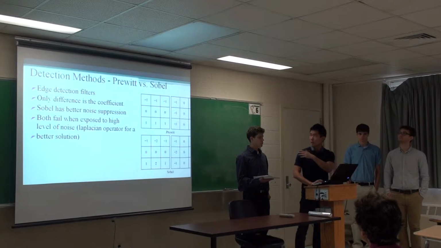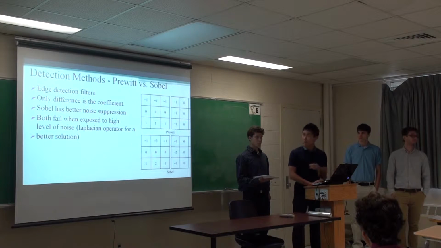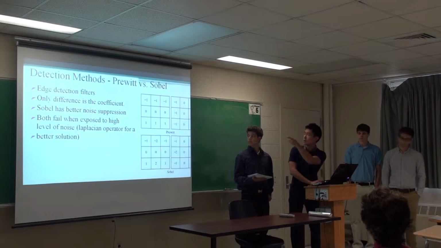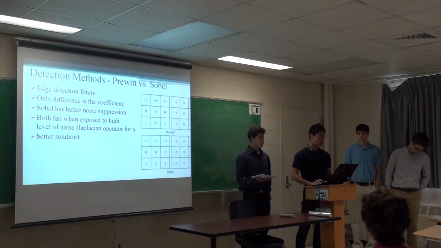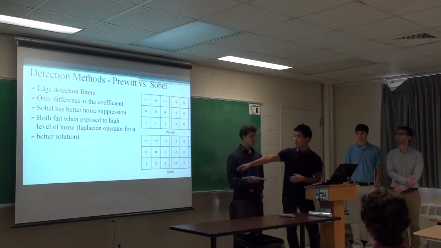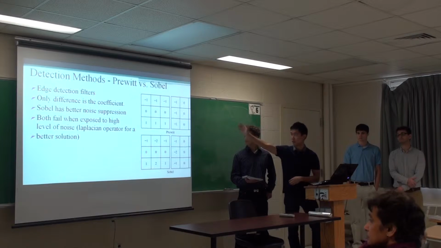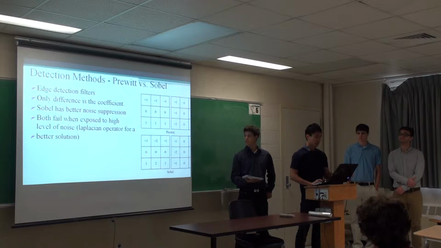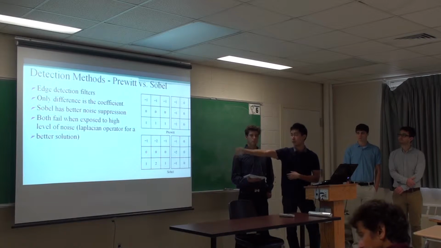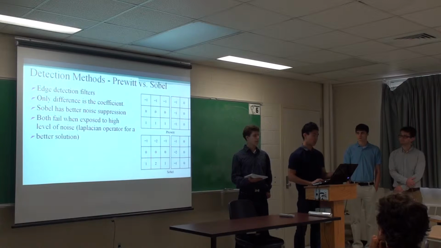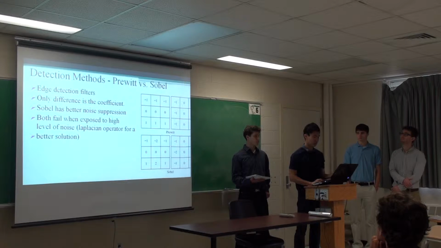And then finally, we'll just look briefly at detection operators. There are many, but these two are very basic. They're called Prewitt and Sobel. The zeros you see are the horizontal and vertical. That's how it compares, I guess, as it goes through the filter. The only difference between Prewitt and Sobel is the coefficients, the 2s, that's how it detects the center. But the only problem is that when it's exposed to a high level of noise, both of these operators fail. So then we will have to go to the Laplacian operator, but that's beyond the scope of this presentation, so I won't go into the details.